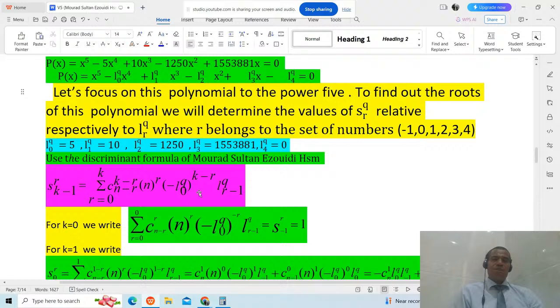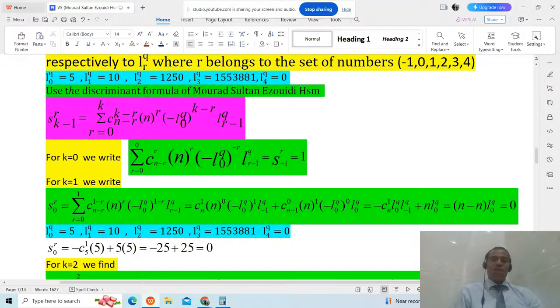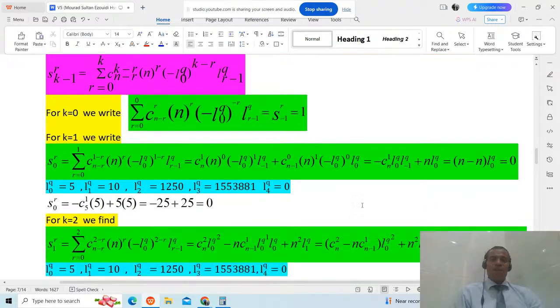We'll use the common formula of Muirhead-Sultan-Zwili to figure out S1, S2, S3, S4. To figure out these values, you should set k equals 0, then 1, then 2, then 3, then 4. Now we continue with the formula: replacing r with 0, 1, you will get S of 0, and replacing r up to 1, you will get the last term, which is n minus n times L0 for q, which is in fact 0.